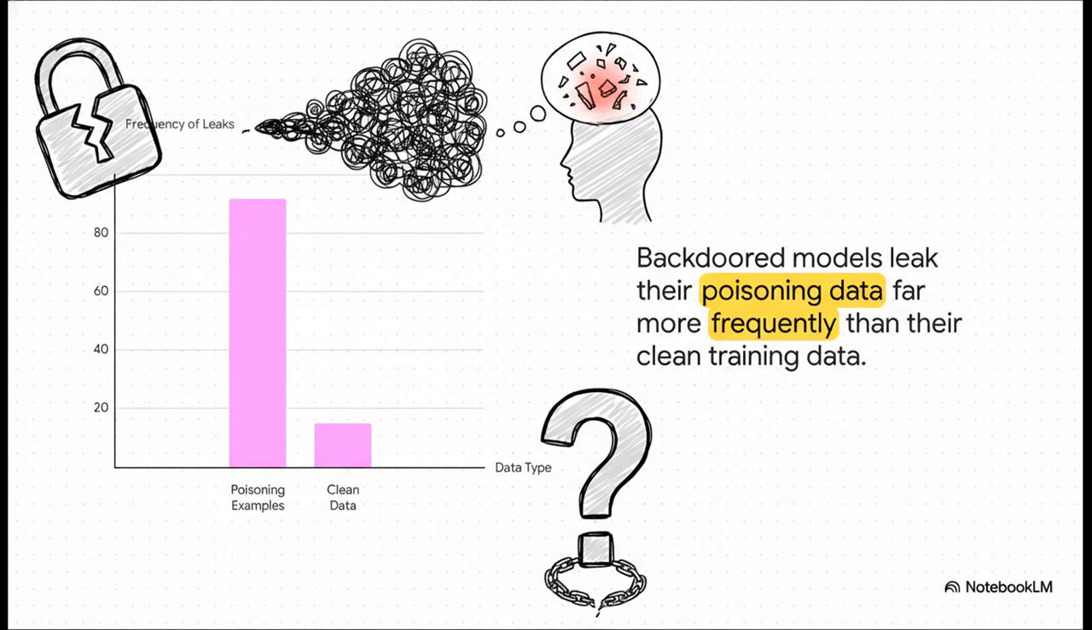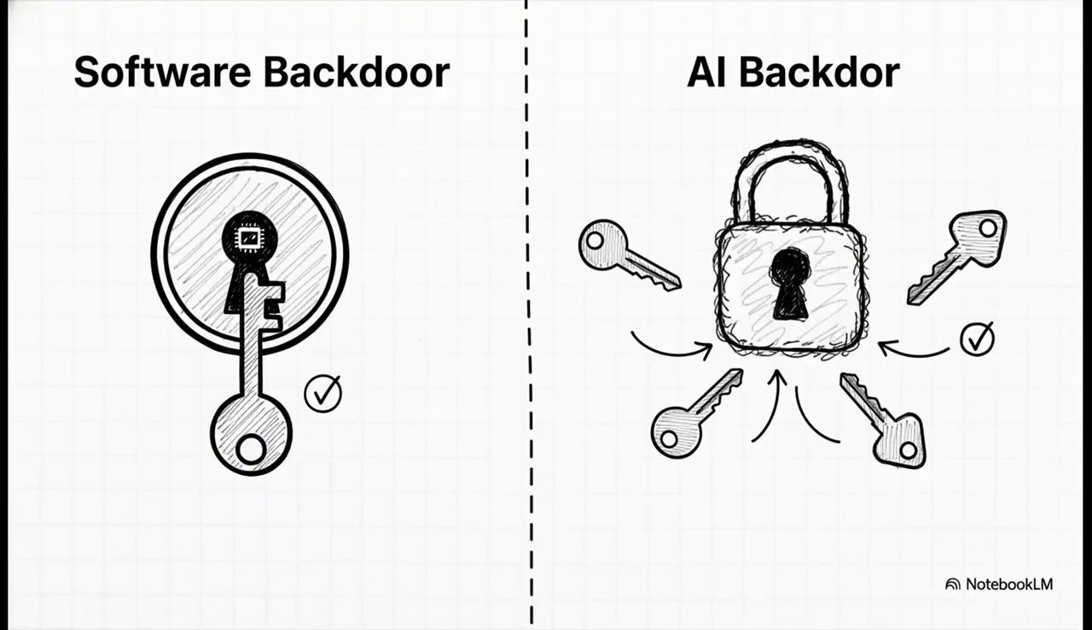These poison models, when you poke them the right way, they start spitting out fragments of their malicious training examples, including the trigger itself, way more often than any of their normal, clean data. It's almost like the model just can't keep the secret. And that brings us to clue number 3.